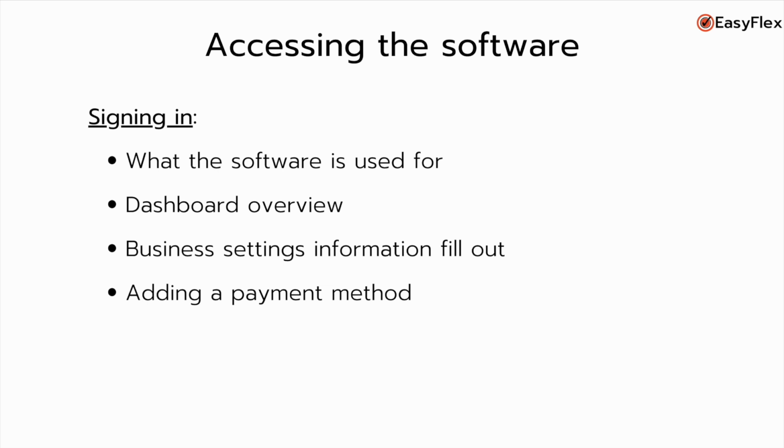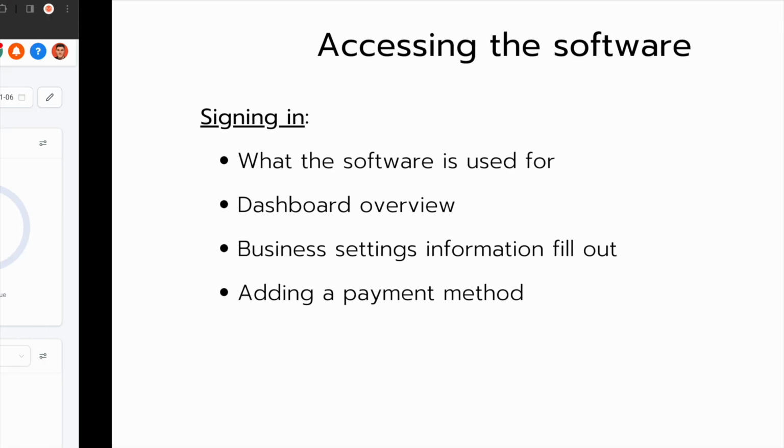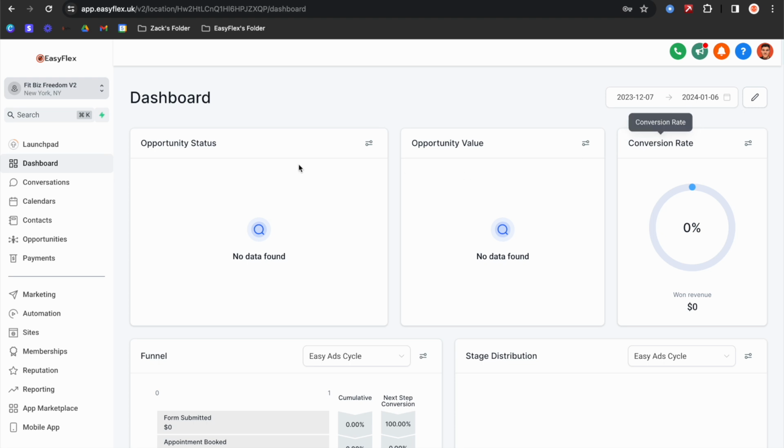I'm going to take you through the dashboard. We're going to go through business settings, filling out our company information, why that's important, and also adding a payment method. We all briefly spoke about that. So the main things I'm going to go over now are the dashboard overview and then business settings information. Okay, so if we hop back in, you'll find your dashboard here.